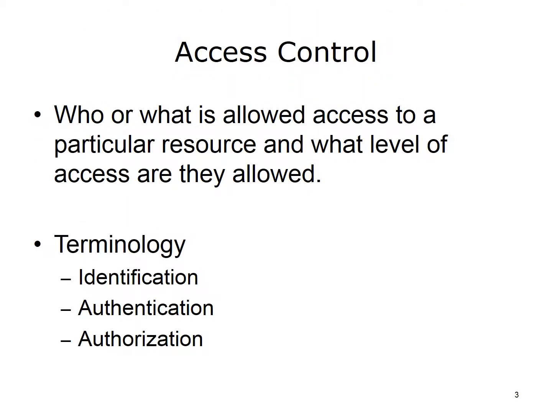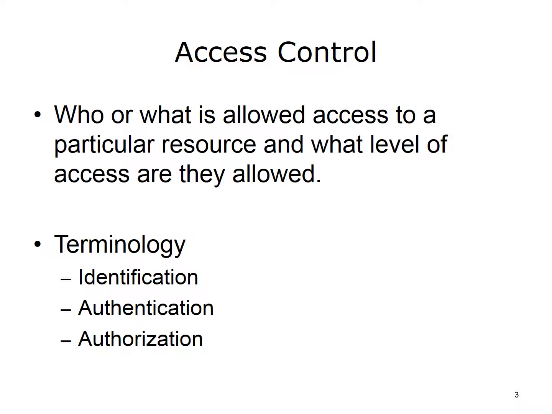Slide 3. Access control is who or what is allowed access to a particular resource and what level of access is allowed. For example, which users can have access to a patient record. A doctor may have access to all of the information, including contact information, medical history, and medications. The doctor would probably be allowed to read the information and make changes to it. A receptionist would have access to the patient's contact information, but nothing else.